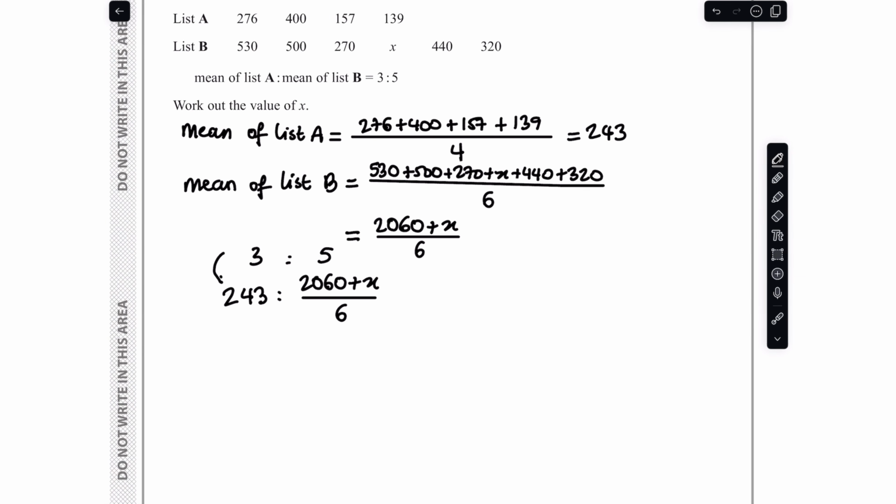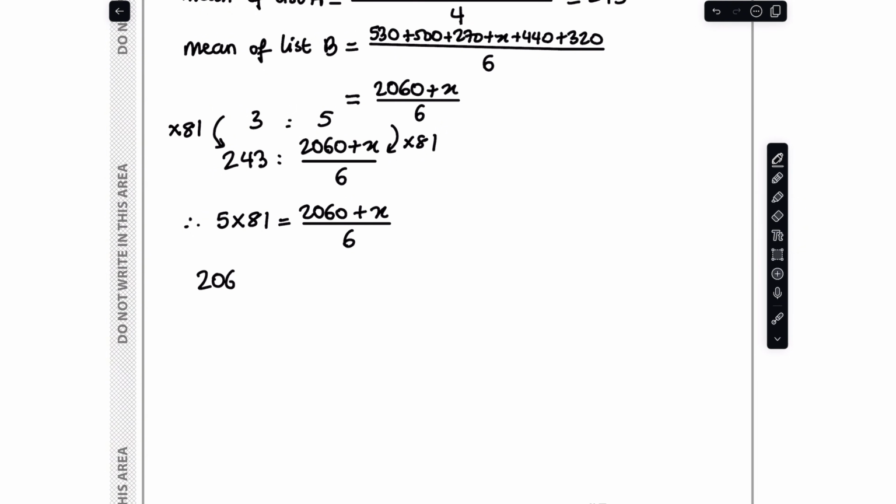So to get from 3 to 243, if I divide 243 by 3, that gives me 81. So I'm going to multiply this side by 81, and I'll repeat the same for the right side, multiplying it by 81. Therefore, 5 multiplied by 81 equals 2060 plus X all over 6.